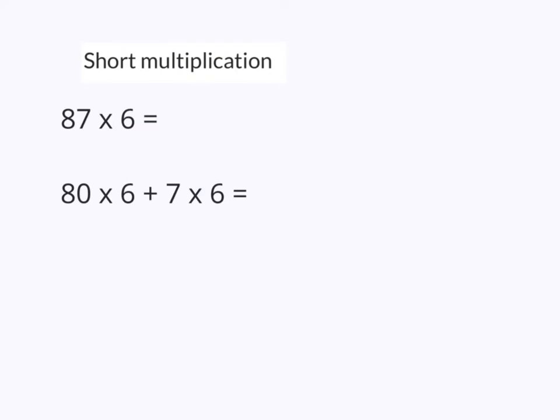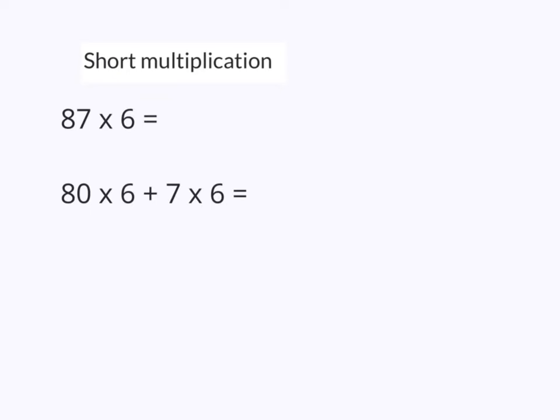So in formal methods, there are 2 ways of doing things: short multiplication and long multiplication. The only difference in the names is really the number of lines that are involved in writing it out. So short multiplication basically only happens with single-digit multipliers, or if you're multiplying by a multiple of 10, which I will show you in a minute. So let's say we have 87 multiplied by 6.